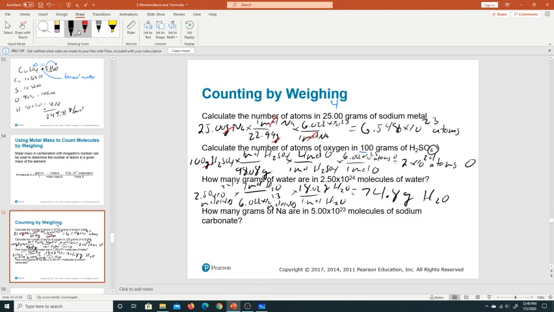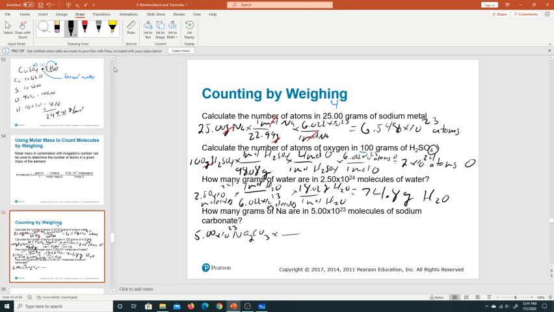Last one here. Calculate the number of grams of sodium in 5.00 times 10 to the 23 molecules of sodium carbonate. Now, what's sodium carbonate? Well, carbonate is CO3. Carbonate has a -2 charge. Sodium is a +1 charge, so therefore you need 2 sodiums. So Na2CO3. You need to memorize these polyatomic ions to be successful with this.